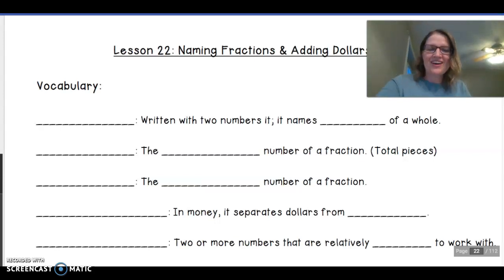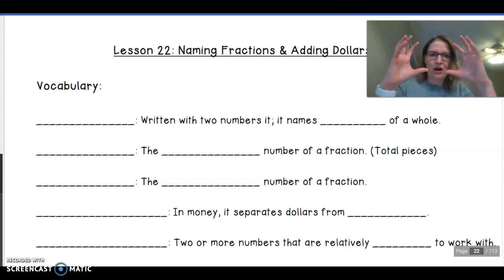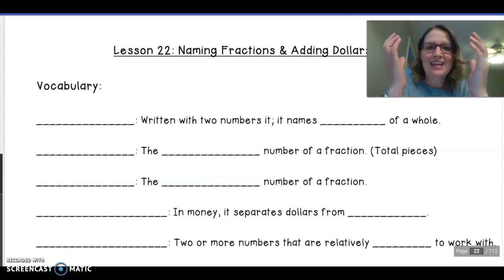Hi, this is Mrs. Daw, and I am here to talk about Lesson 22, Naming Fractions and Adding Dollars and Cents. I'm doing it this way because we have a lot of vocabulary that we need to talk about. When we are talking about parts of a whole, that is what we reference as a fraction.